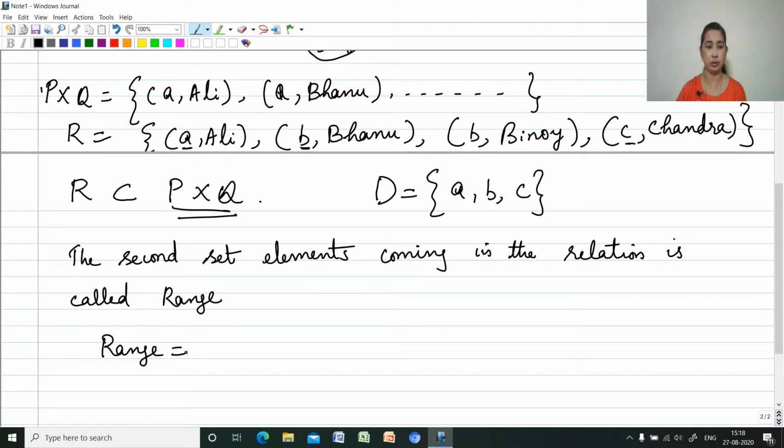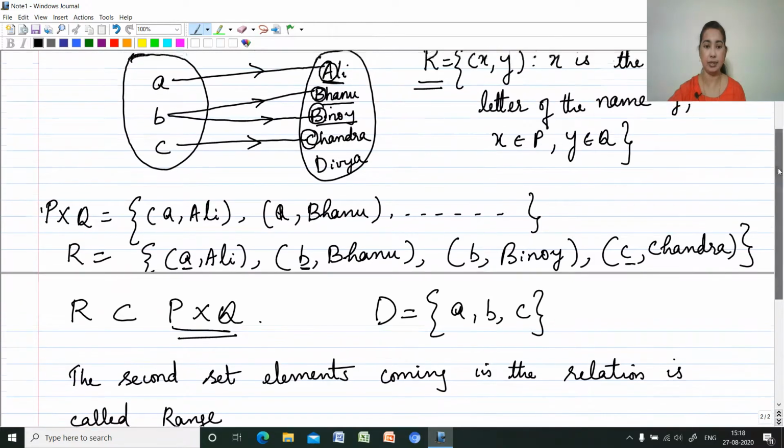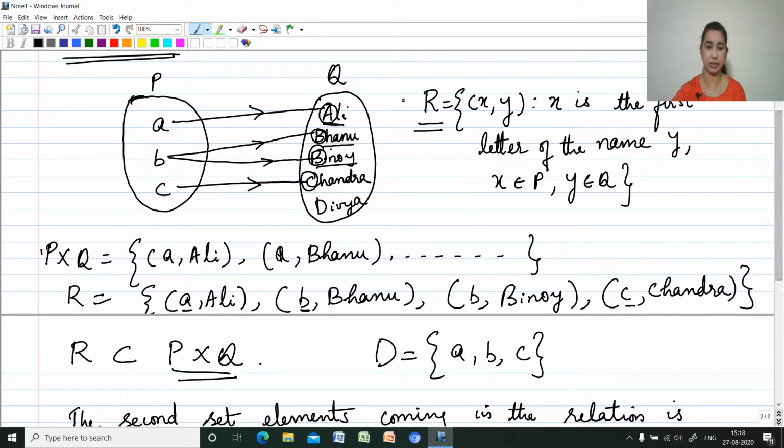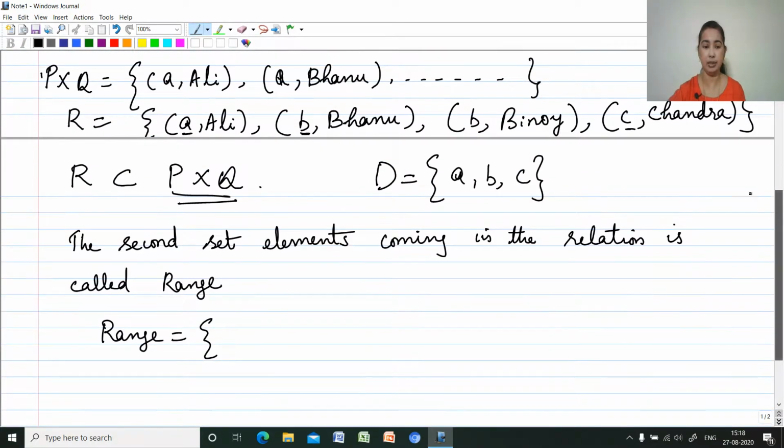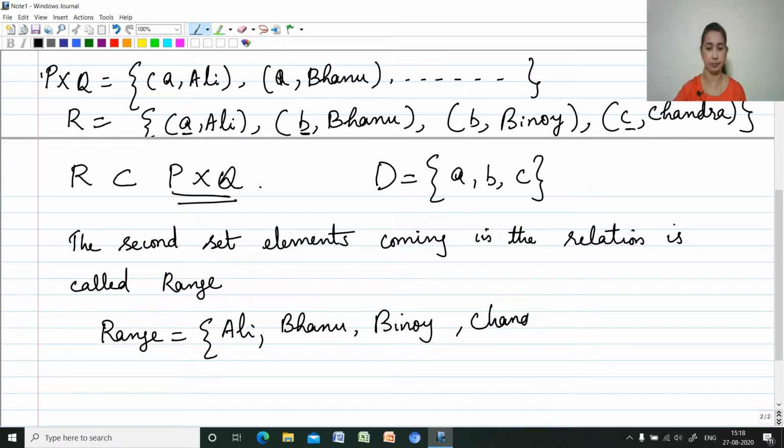Range is equal to, so all the elements which are coming in the relation, that is Ali, Banu, Binoy and Chandra. So they all come in the range set. So these all elements come in the range.